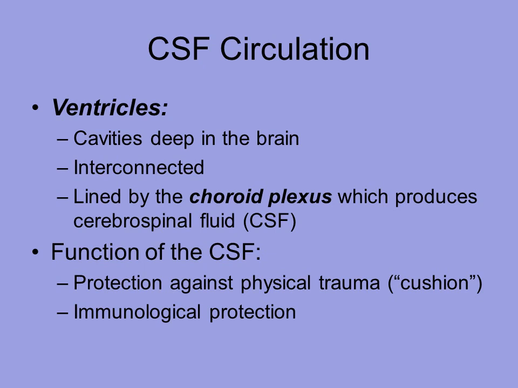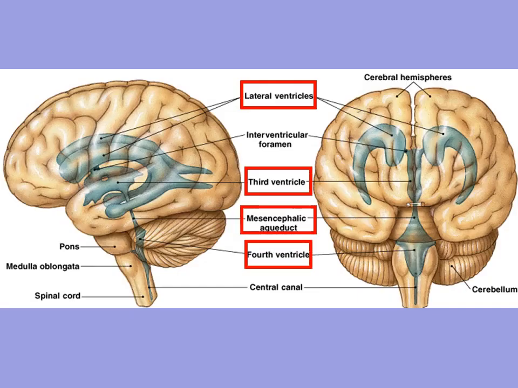It is going to be produced by the choroid plexus, which tends to line these cavities where the fluid is flowing. There are ventricles or cavities, they're interconnected, and there's a set pattern that the fluid flows through. Here you can see the 4 different chambers. There's the lateral ventricles, the 3rd ventricle, the mesencephalic aqueduct, and then the 4th ventricle. And then it will continue to flow through, also continuing with the spinal cord through the central canal.